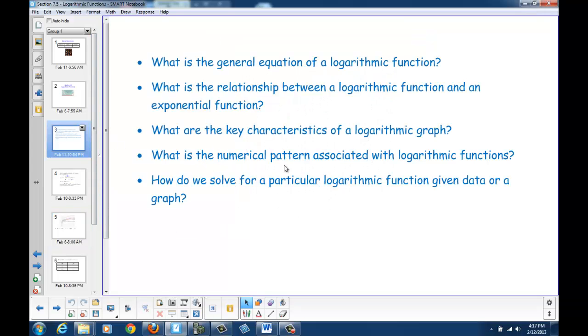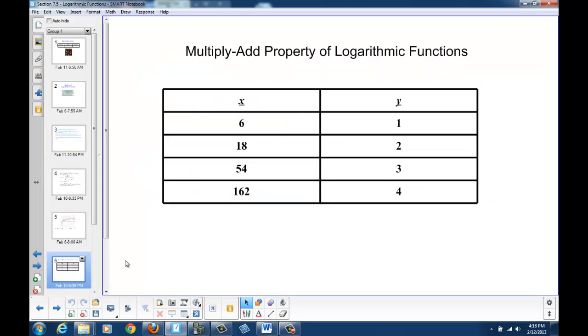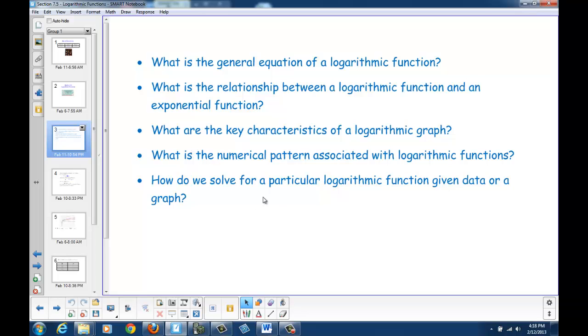What is the numerical pattern associated with logarithmic functions? Well, we saw that the numerical pattern was multiply, add, which makes sense since the exponential function is add, multiply. And how do we solve for a particular logarithmic function given data or a graph? The same way we solved for all our other functions, by using the general equation and plugging in values for x and y to get a system of equations with the appropriate number of unknowns.